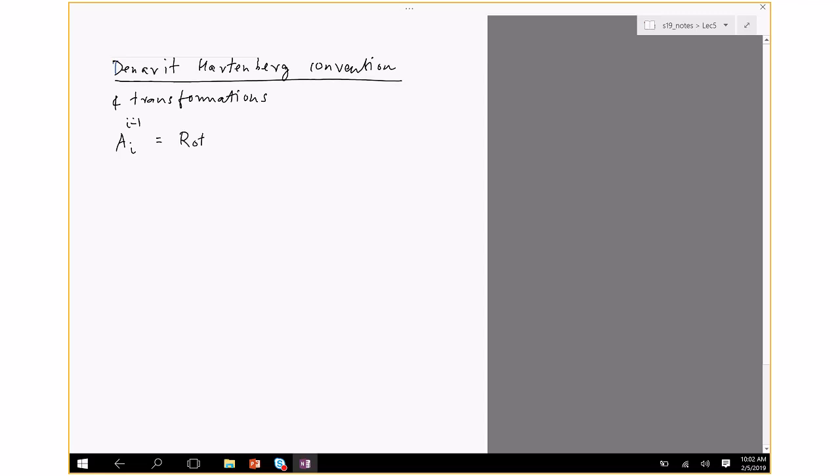rotation about z-axis by an angle theta i, translation about z-axis by d, then translation about x-axis by a i, and then rotation about x-axis by an angle alpha i. Okay, so if you look at the formulas for these rotations, then translations, this is going back, just a copy paste from there, c theta i, minus s theta i.